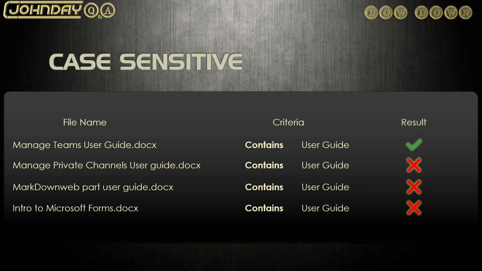The reason for this is because the criteria in flow is case sensitive. The first one worked because it matches the uppercase G and U in user guide. The second file has a lowercase g. The third one has got a lowercase u and g, so therefore they didn't match.